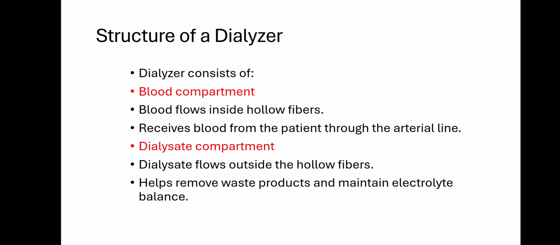Next, the structure of dialyzer. A dialyzer consists of two parts: first, the blood compartment, then the dialysate compartment. Blood compartment means the blood flows inside the hollow fibers and receives the blood from the patient through the arterial line. Then in the dialysate compartment, the dialysate flows outside the hollow fibers and helps remove waste products and maintain electrolyte balance.